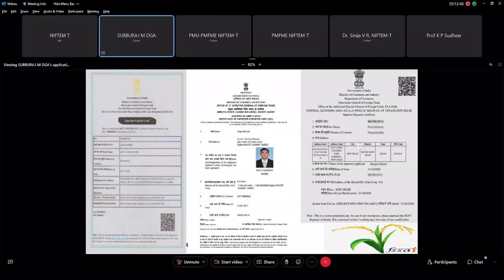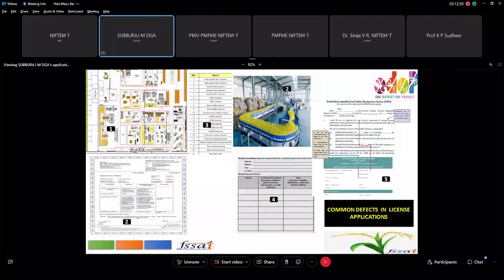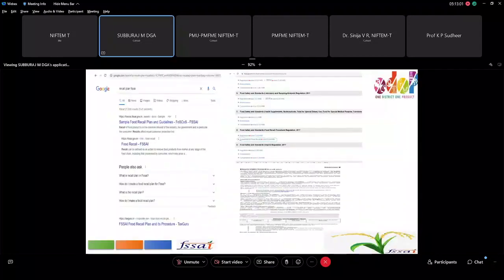If you would like to apply as an importer or exporter, you may apply for the DGFT license, and then you have to apply for the FSSAI license. Then the license will automatically come to you. If any problem is there, you have to communicate with them by mail, or they will revert back to you.